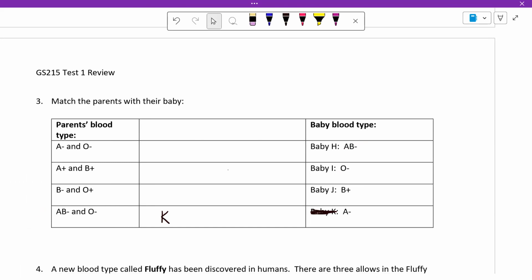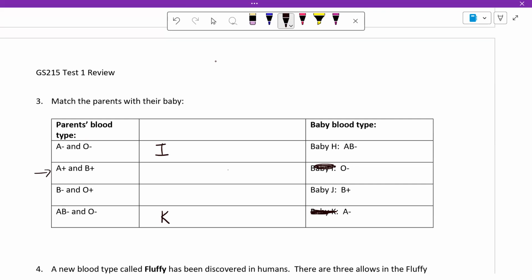All right. So then we pick something else. We're gonna pick like this one maybe. And there's a type O there, so not the first baby. They are both negative, so not B positive. So it must be baby I. So baby I is gone.